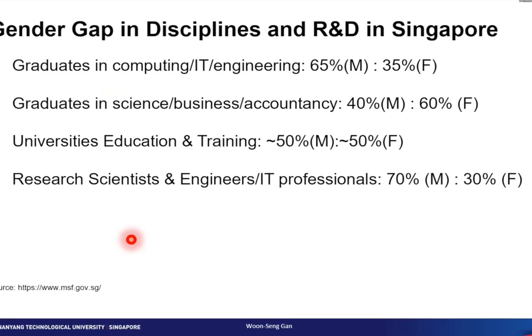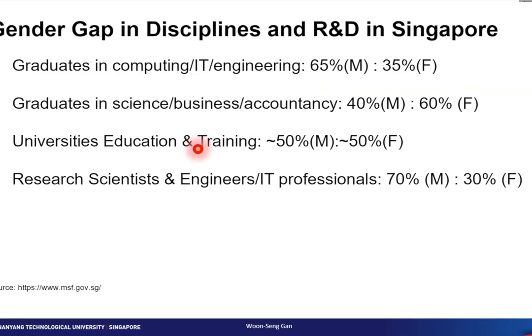All right. So I have just one more slide to share with you, some of the gender differences in the disciplines and R&D in Singapore. In terms of areas like computing, IT, and engineering, the ratio of male graduates is around 65% compared to the females at 35%. But when it comes to science, business, and accountancy, this ratio is reversed, with 60% females and 40% males. So the university education and training, I would say, is around 50-50 in both male and female.